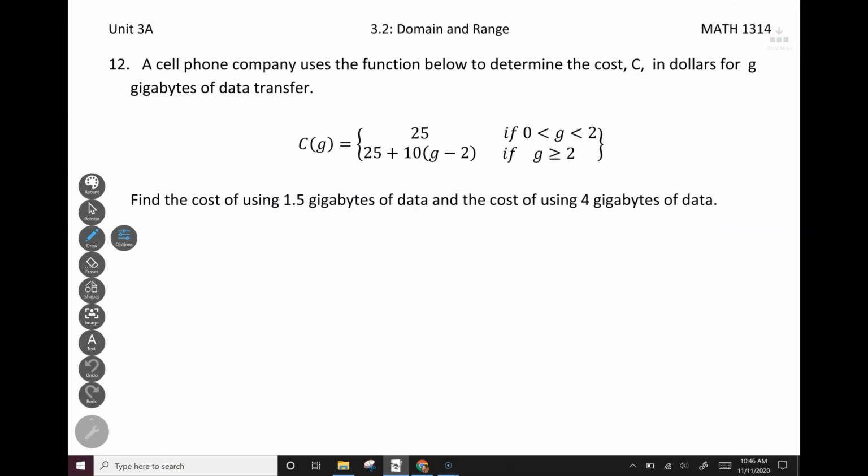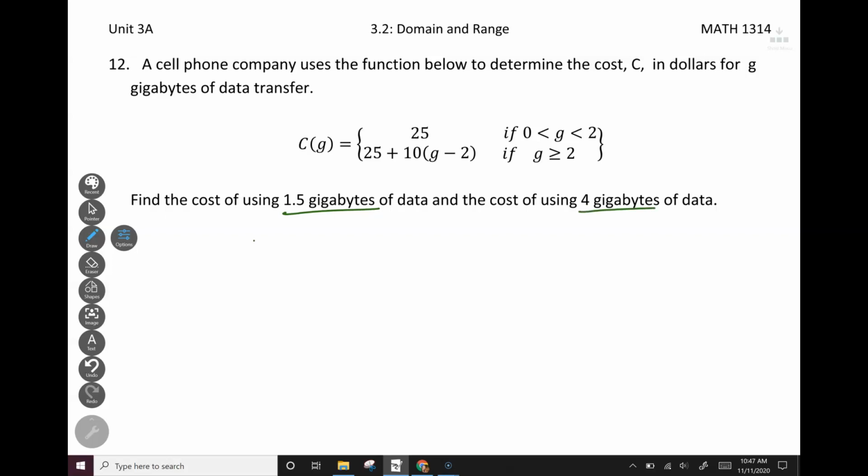All right, a cell phone company uses the function below to determine the cost, C, in dollars, for G gigabytes of data transfer. Okay, so here's our piecewise function. So the cost is $25 for gigabytes between 0 and 2. And then the cost is 25 plus 10 times the number of gigabytes minus 2, if G is greater than or equal to 2. Okay, so that's the formula or the function that they're going to use to determine how much you're going to pay. Find the cost using 1.5 gigabytes of data and the cost of using 4 gigabytes of data.